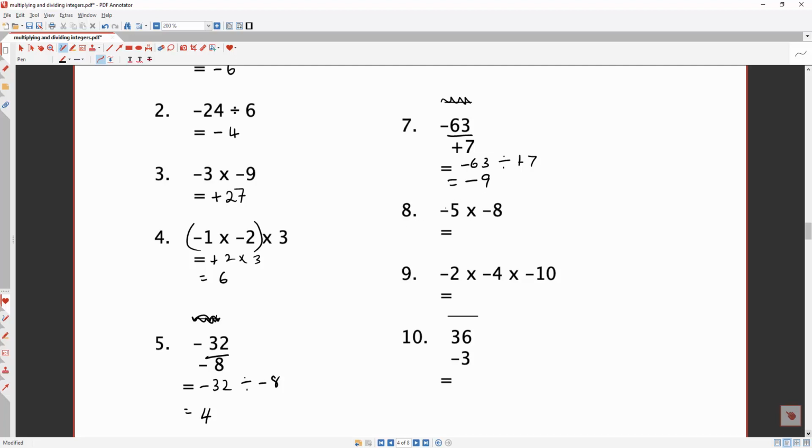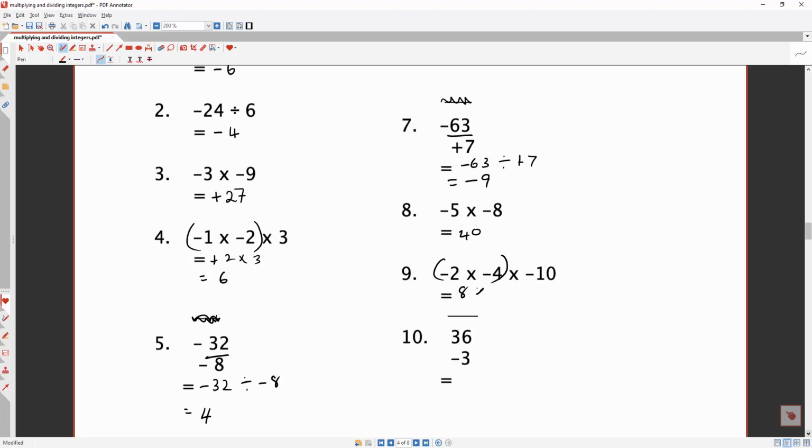Alright, getting near to the end of the examples. Negative 5 times negative 8. A negative times a negative is a positive. 5 8s are 40. Alright, here what we'll do is we'll write down negative 4 times negative 2 first. So a negative times a negative is a positive, and 2 4s are 8.